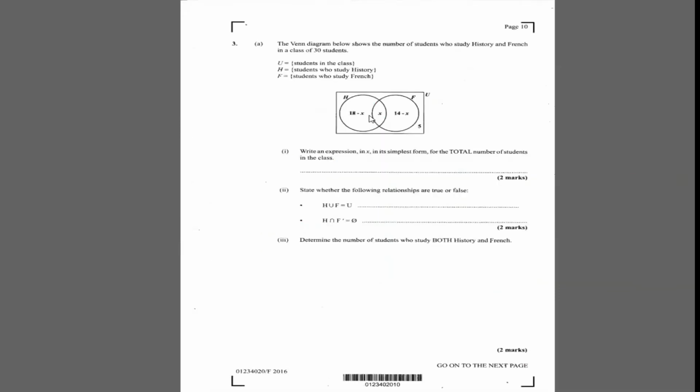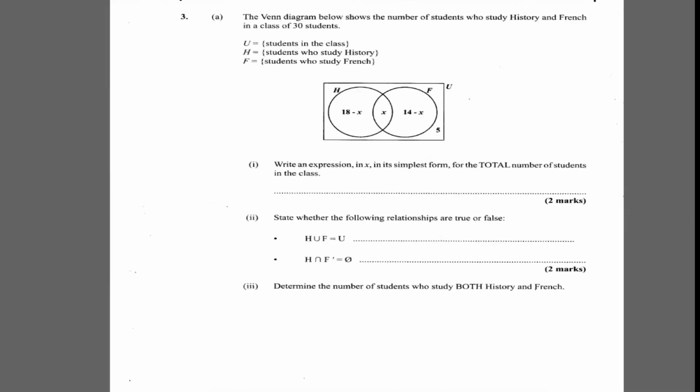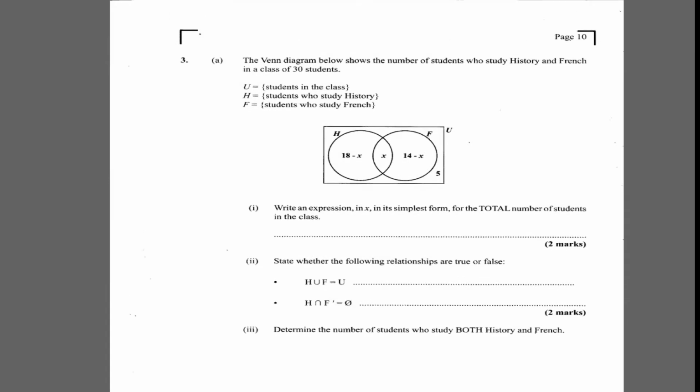Question 3, which is sets. It says the Venn diagram below shows the number of students who study history and French in a class of 30 students. Write an expression in terms of x in its simplest form for the number of students in the class. Well, first and foremost, it tells us that in the class, there are 30 students. So the universal set is 30 up here. The Venn diagram shows a class of 30.